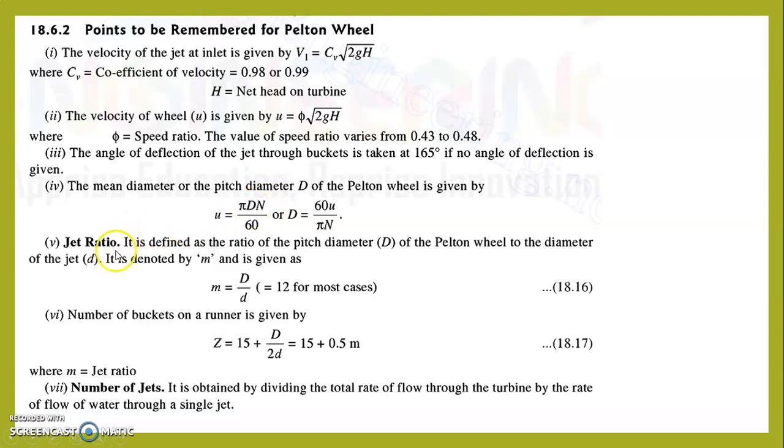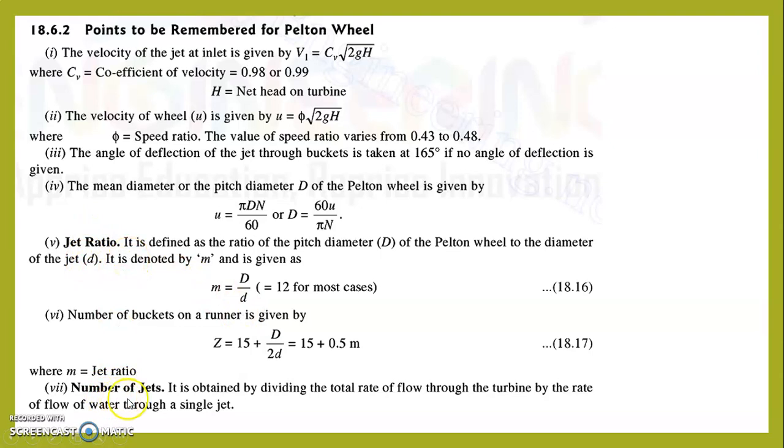Okay. Next thing is the jet ratio. It is defined as the ratio of drum diameter or pitch diameter, capital D, to the diameter of the jet, small d. It also takes some random values. No need to study this. If it is given in the question, we have to use that for the calculation. And the next thing is the number of buckets, which is given by 15 plus D by 2d. Okay, so m is the jet ratio, which is described here.